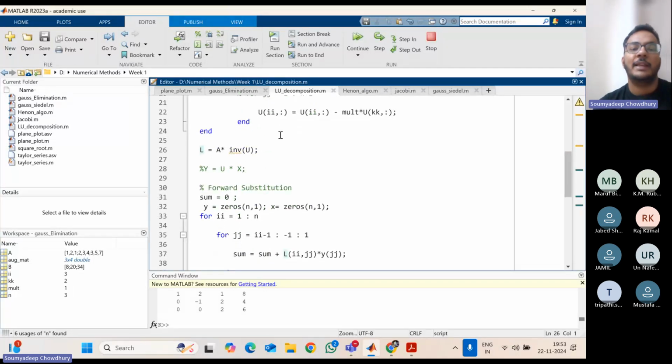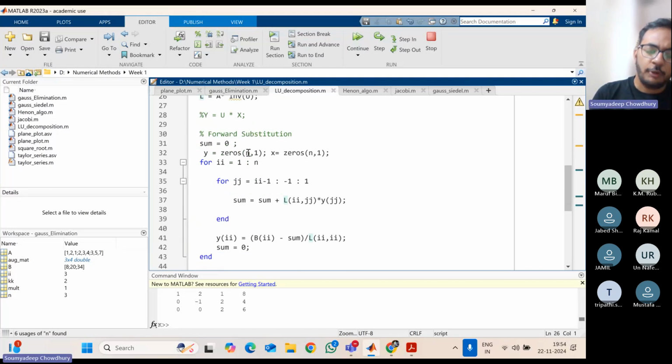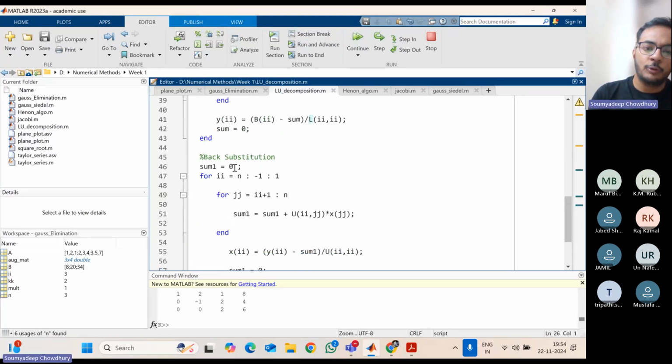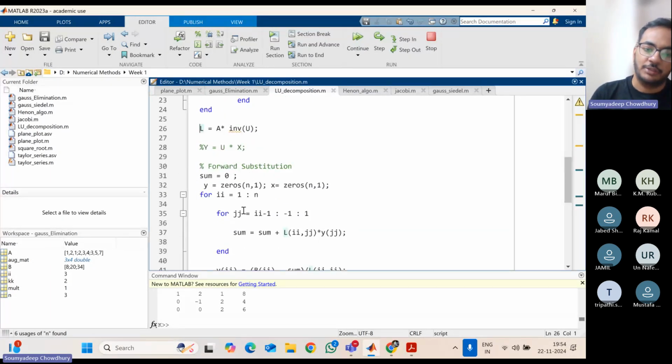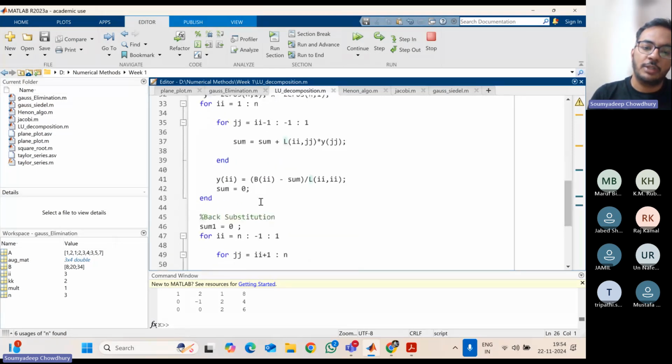Once you have L and U, what was the algorithm? We first use forward substitution, then backward substitution, right? Forward substitution means your loop should always run in the forward direction, that is 1 to n. The outer loop should run from 1 to n, whereas in back substitution your outer loop will run from n to 1, and the inner loop will run from i minus 1 to 1.